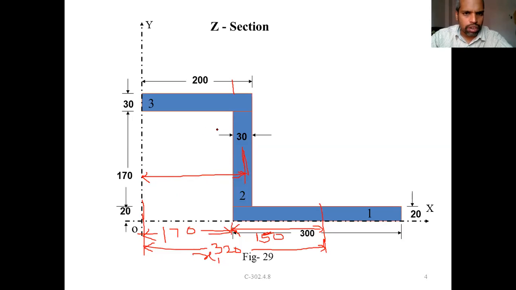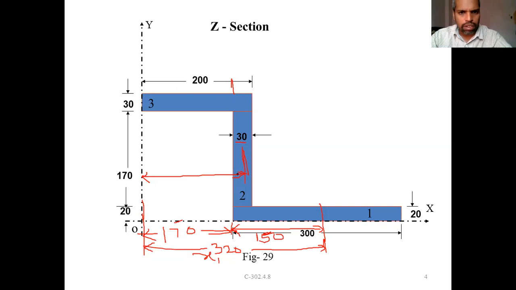So from here to here, we already calculated as 170. How did we get this 170? The total up to here is 200, so 200 minus 30 gives the 170 up to this point. So up to here, 170 we already know.